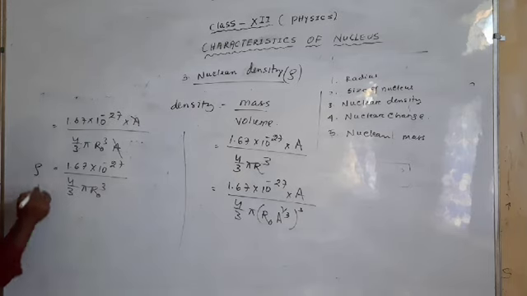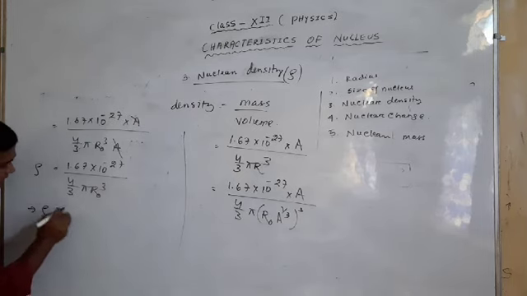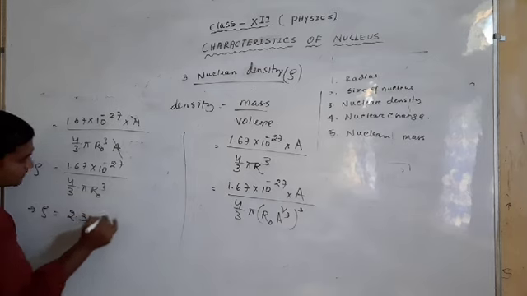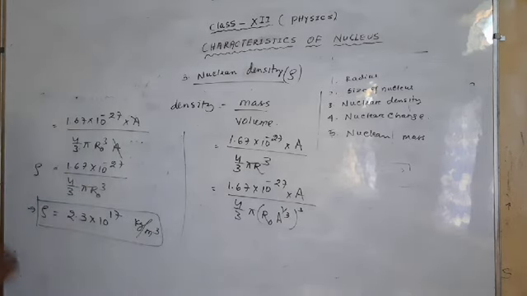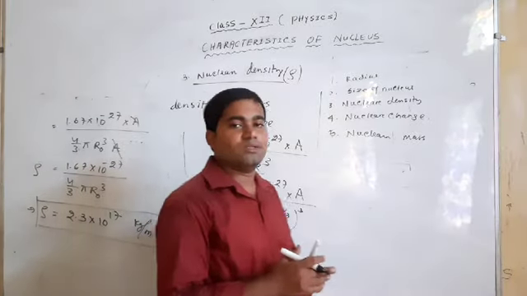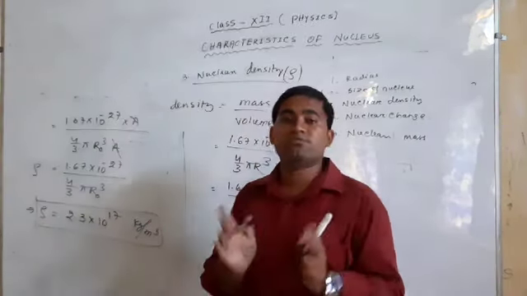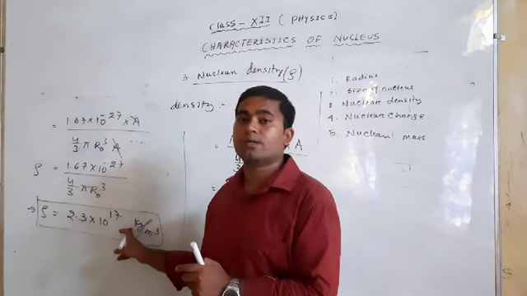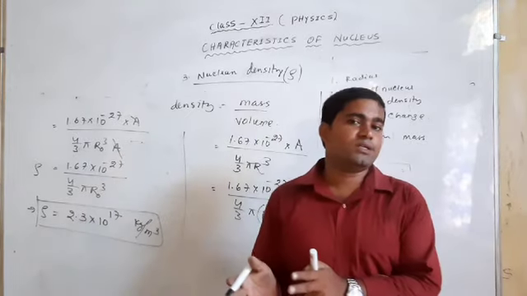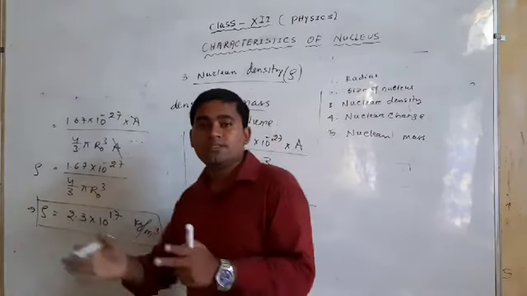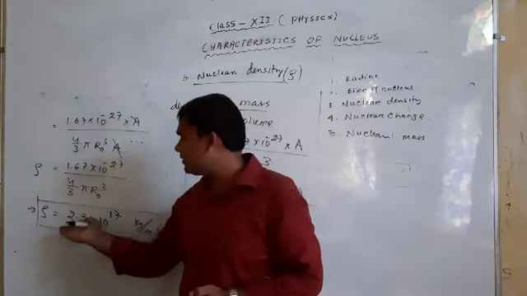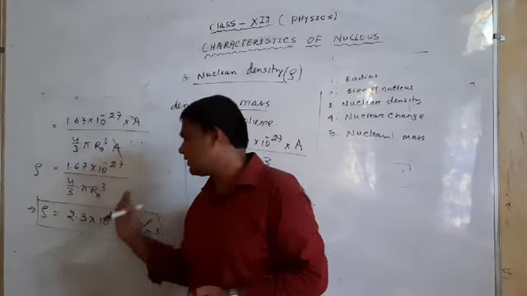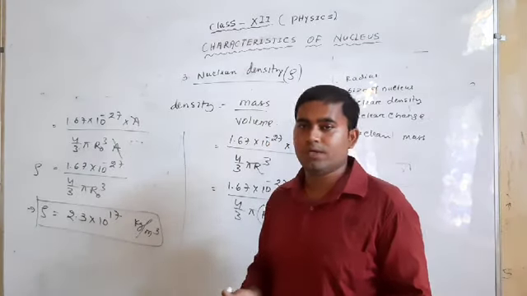And if we solve this expression, then we find the density of the nucleus will be 2.3 times 10 to the power 17 kg per meter cube. Okay, so that will give the density of the nucleus. The main thing about the density of the nucleus is that it is independent of A. There is no dependence on the atomic mass number. So this independence of atomic mass number indicates that the density of the nucleus remains constant from nuclei to nuclei. So the value of density is rho equals 2.3 times 10 to the power 17 kg per meter cube. Okay, clear?